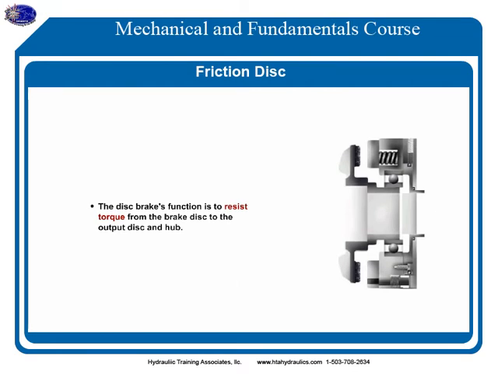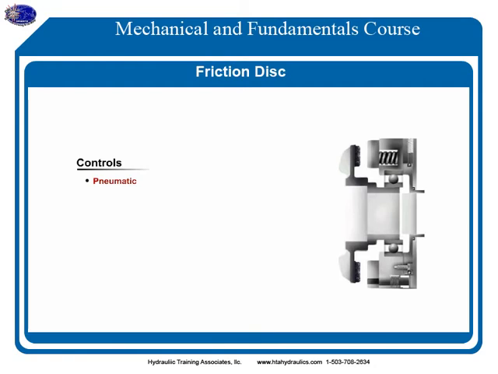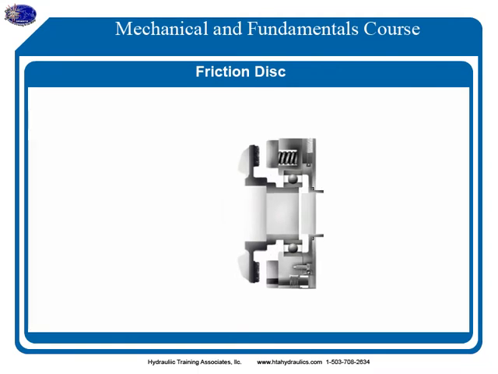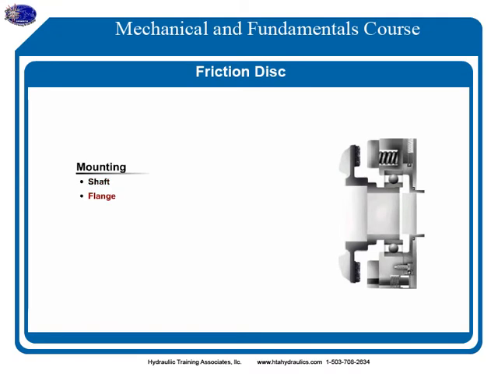The disc brake can be manufactured with either pneumatic, hydraulic, electric, or manual controls, and the discs can be single, double, or multiple plate. The brake is configured in such a way that when the brake disc is actuated, the brake disc and output disc engage, thereby linking the two discs. When the brake disc is disengaged, the output disc will spin freely. The disc brake comes in either shaft, flange, or foot mounting.